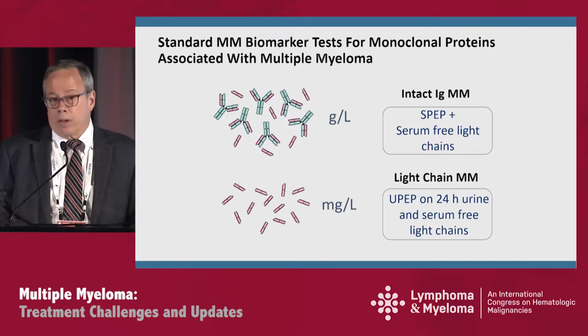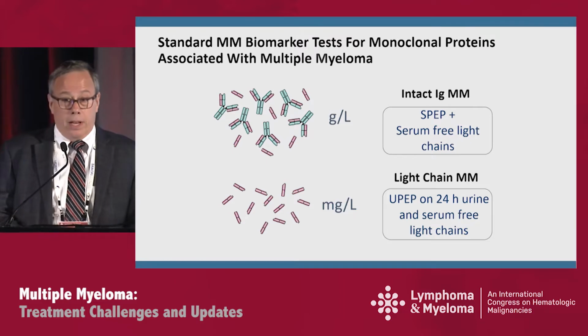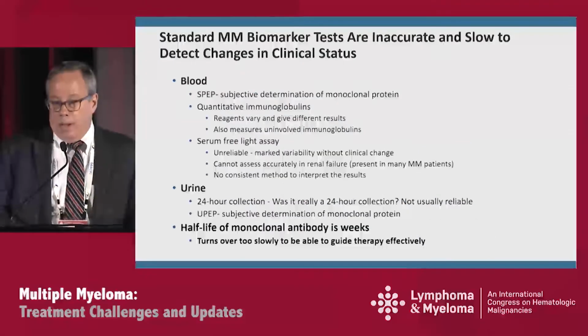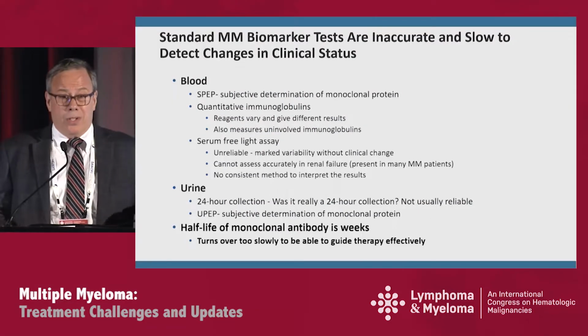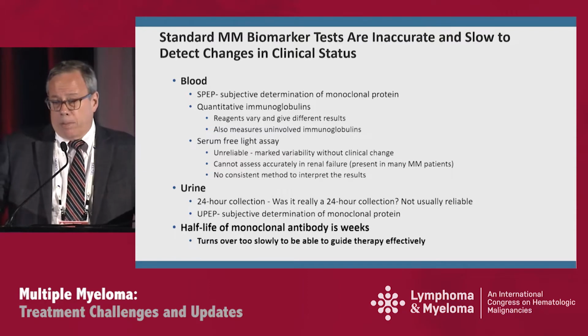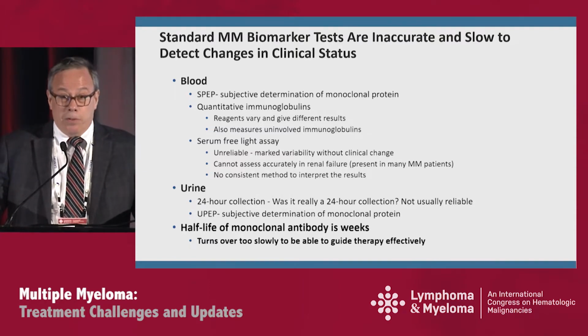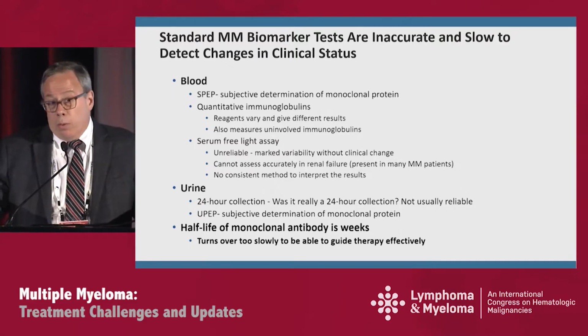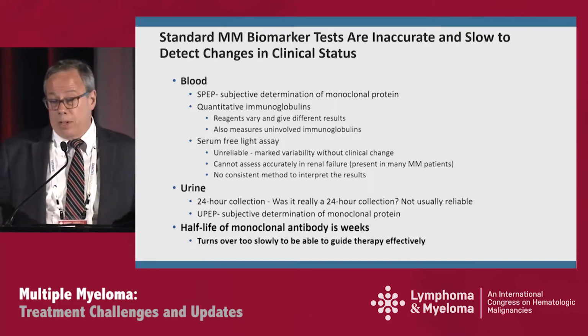Along with the collection of the urine, we measure the monoclonal protein with electrophoretic techniques, and again, the serum free light chain as well in light chain disease. But we know that there are limitations to these tests. We've heard a little bit about that from Angela earlier. The SPEP, as you know, we have our own machine, and there's very subjective determination of the M protein. So the laboratory personnel, from one to another, may get different results on the same sample.